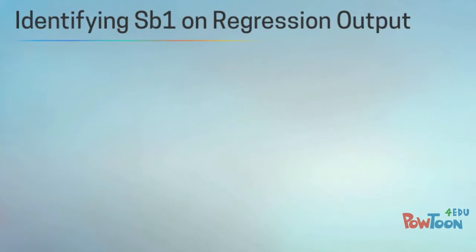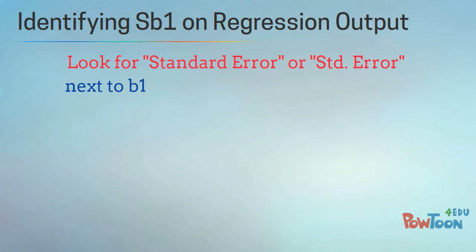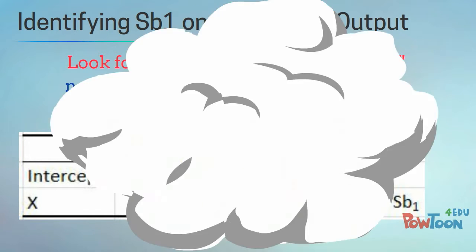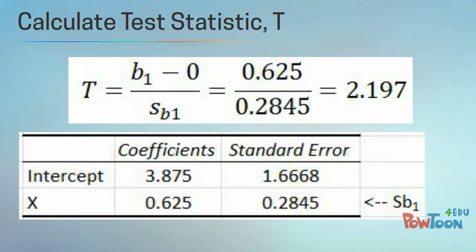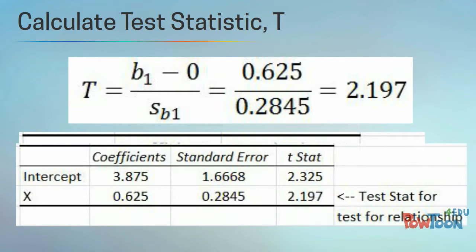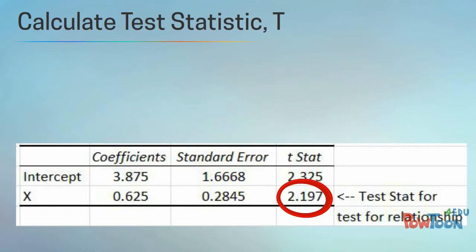The value for s_b1 is always part of the regression output from any statistical software or from Excel and is often found next to the estimate of b1 under a column labeled standard error or std. error. In our example from Excel, we see the standard error of b1 has value 0.2845. Thus, we can calculate the test statistic t equals (b1 minus 0) over s_b1, which equals 0.625 divided by 0.2845, which equals 2.197. This value, incidentally, is also shown on the regression output, usually under t or t-stat, depending on the software. For example, in Excel, we see a column to the right of the standard error called t-stat.